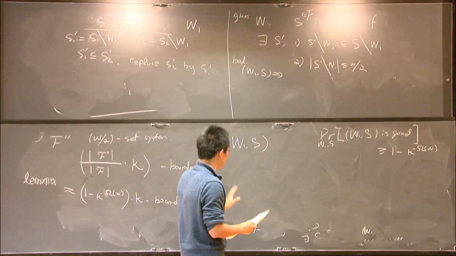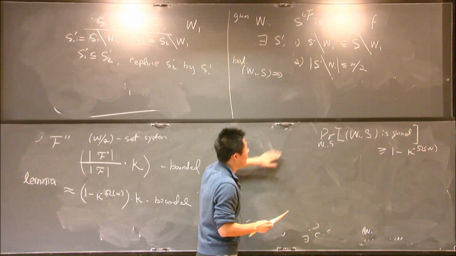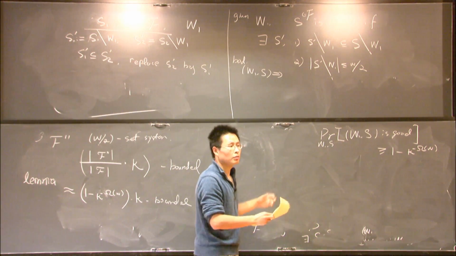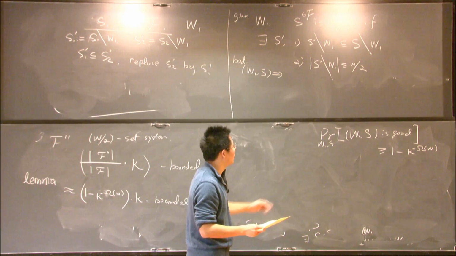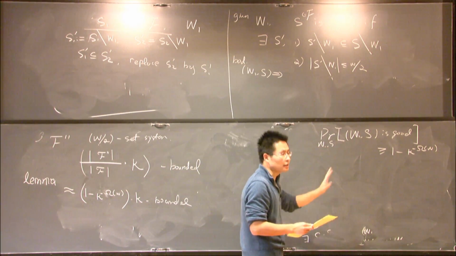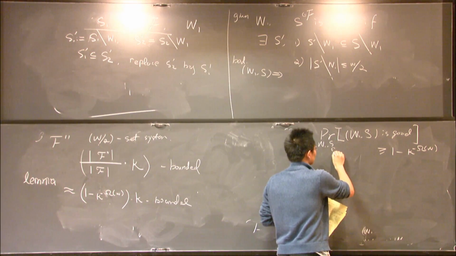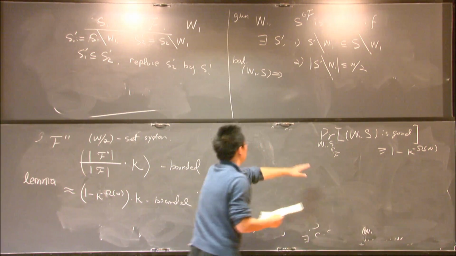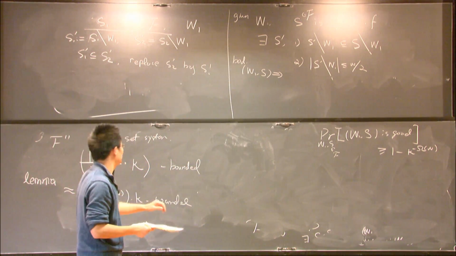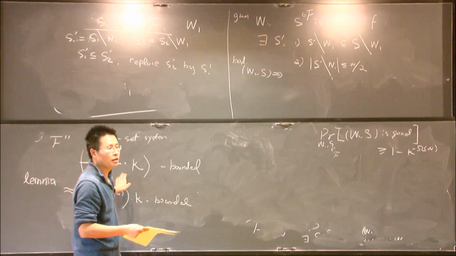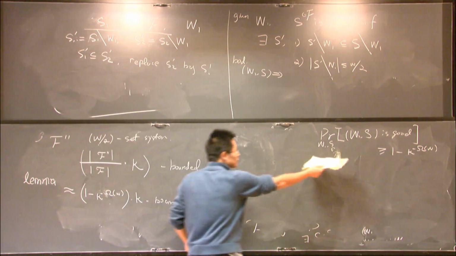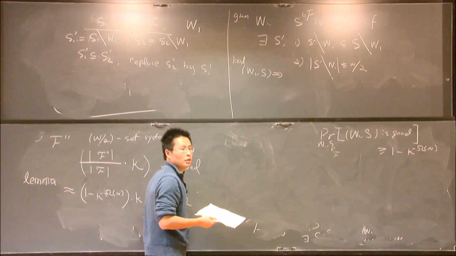And now, what is the idea to show this? We just want to encode the bad pairs. The probability is over a random W1, and S is chosen uniformly at random from F. Then by an averaging argument, we can show this. So that's the lemma we need to show.